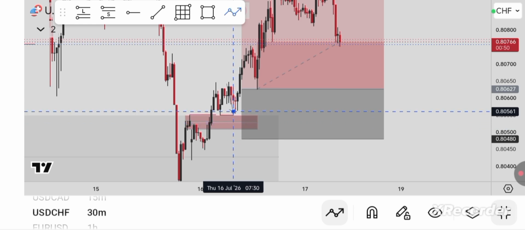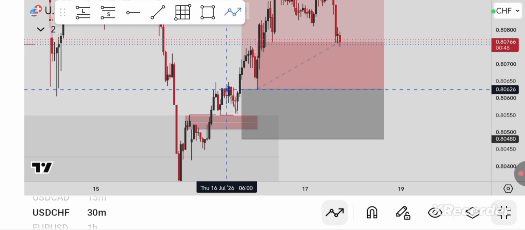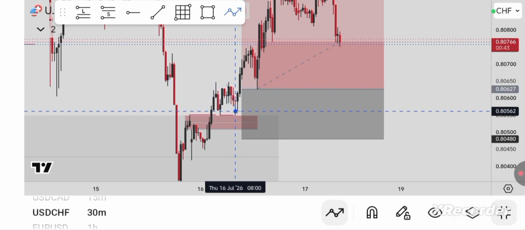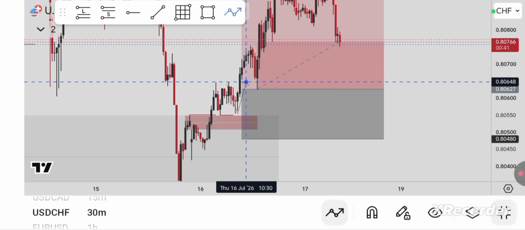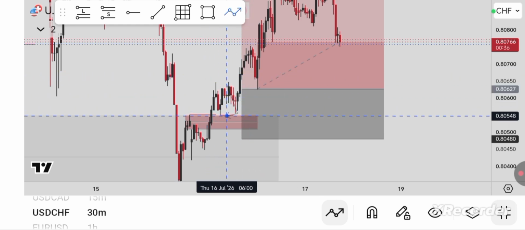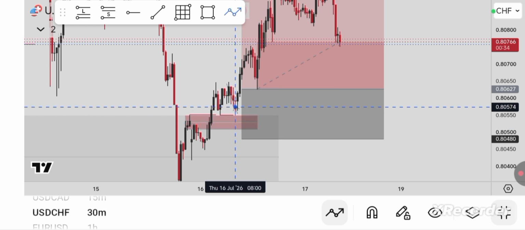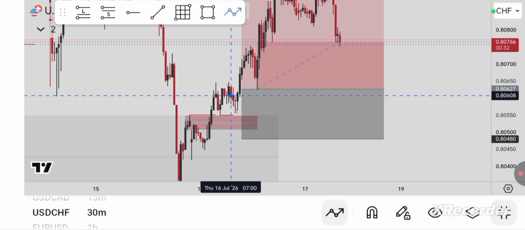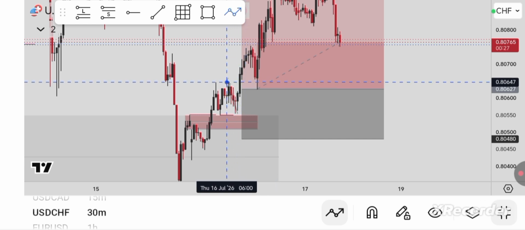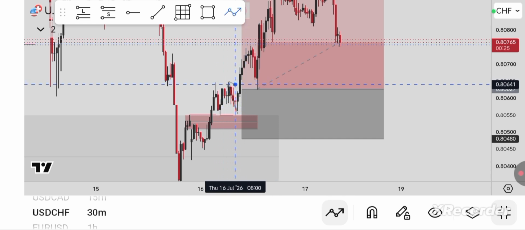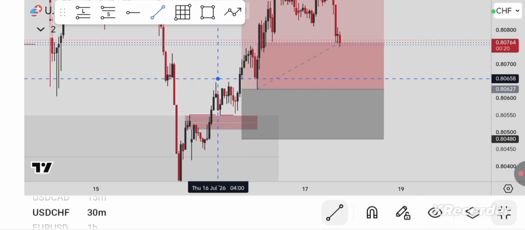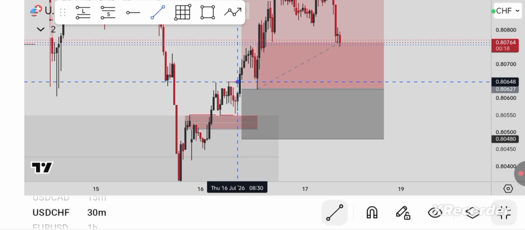What did the market do? The market came back to this place and broke this structure again. As you can see, it retraced back and broke this structure again. So I had two things in mind: either the market comes to take out this liquidity and tap into my entry level, or I want to see the market break this high with a candle body. If the market breaks this high with a candle body, we take the trade from that level, which is this particular high.